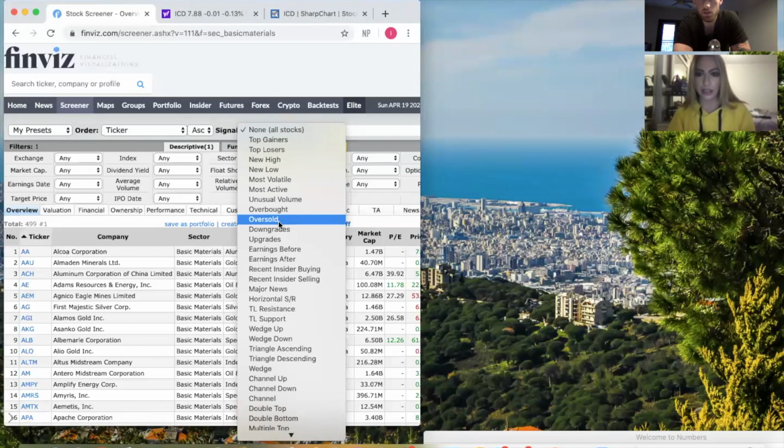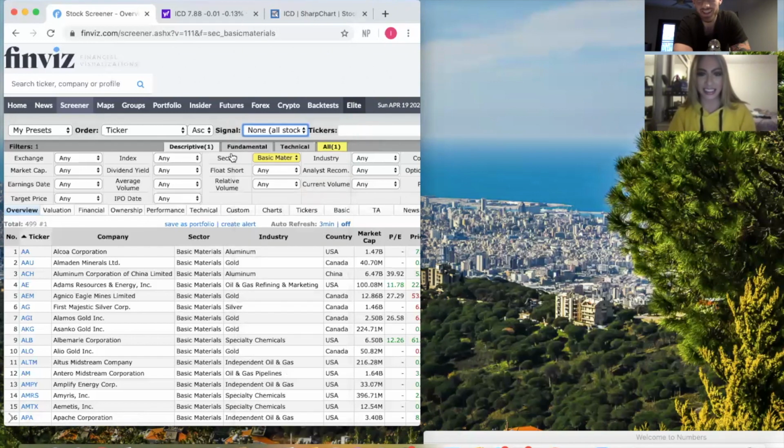So I do things the hard way, and I kind of just scan with very basic things in here. Like I'll select the sector that I'm looking at. So, for instance, when I was looking for ICD, I had put in basic materials in there. Sometimes I do stick with just Nasdaq stocks, but I'm more comfortable trading Nasdaq stocks.